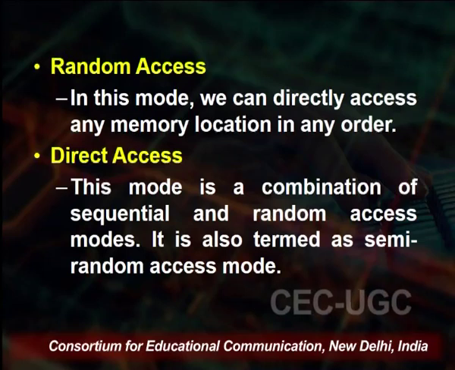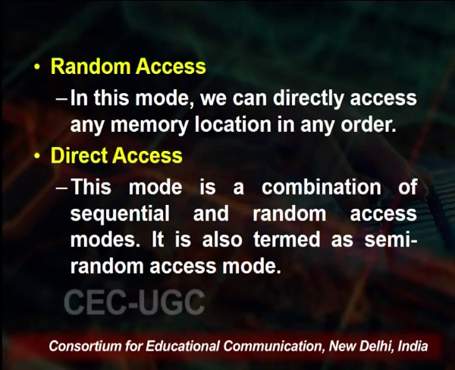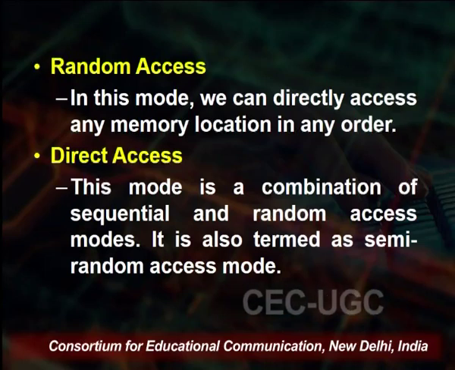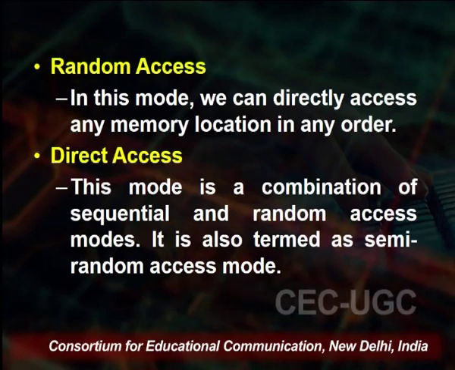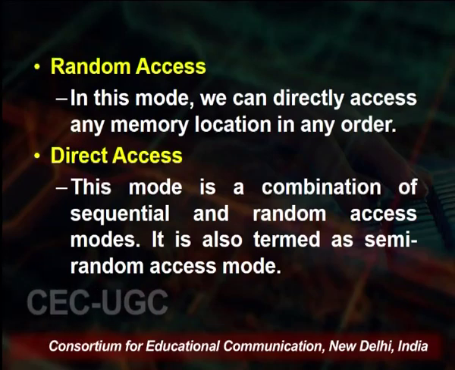Next is the random access. In this mode, we can directly access any memory location in any order. It means we are not going sequentially one by one, but we can randomly select any memory location. So, it directly accesses any location. Next is the direct access. This mode is a combination of the sequential and random access modes, a semi-random access mode. It means we go to some address directly, then we access the data randomly and take that data. So, this is direct access.